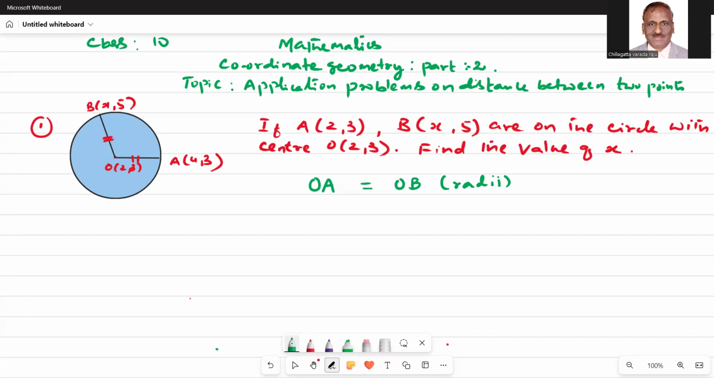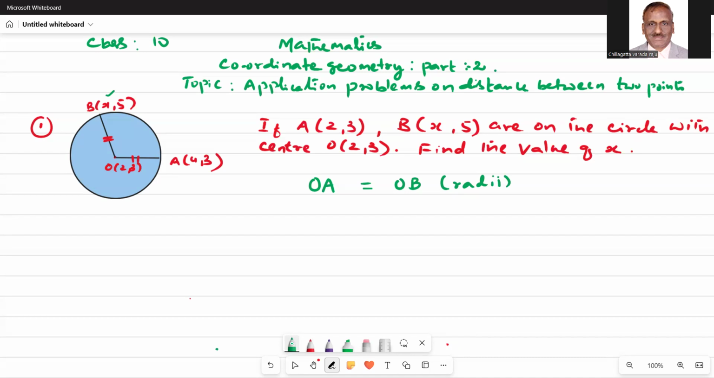Among the questions which I am going to discuss as application problems, the first question is on display. Just have a glance. The first question goes like this. If A and B are 2 points on the circle with the center O (2, 3), find the value of x. The x value is the missing value in the point B, which is given as (x, 5). You need to find the value of x.